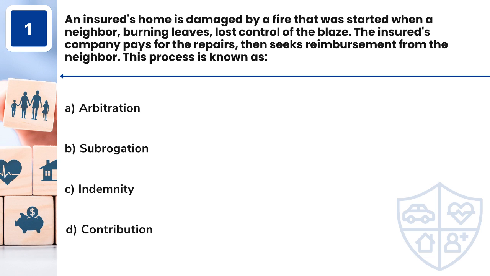Question 1. An insured's home is damaged by a fire that was started when a neighbor, burning leaves, lost control of the blaze. The insured's company pays for the repairs, then seeks reimbursement from the neighbor. This process is known as A. Arbitration, B. Subrogation, C. Indemnity, D. Contribution.